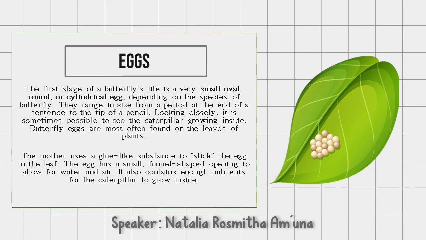Butterfly eggs are most often found on the leaf of plants. The mother uses a glue-like substance to stick the egg to the leaf. The egg has a small, funnel-shaped opening to allow for water and air. It also contains enough nutrients for the caterpillar to grow inside.